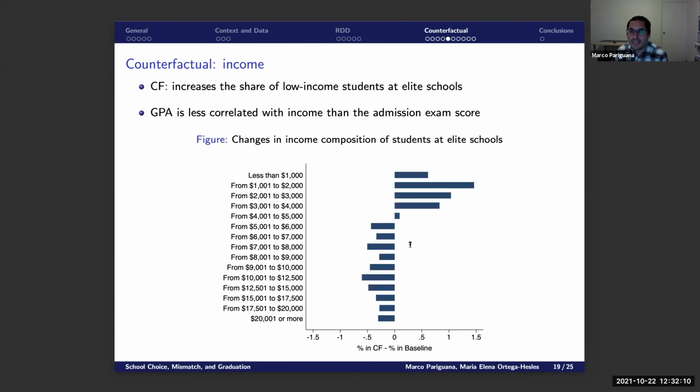Importantly, the counterfactual is also going to increase the share of low-income students at elite schools, because GPA is less correlated with income than the admission exam score, mainly because there are a lot of private test preparation centers that only high-income students can afford, and they get higher scores in the admission exam. So once you put weight on GPA, which is less stratified by income, what you find is that you increase the share of low-income students at elite schools. And this is what we can see. This shows differences in percentage points between the shares in the counterfactual and the baseline.